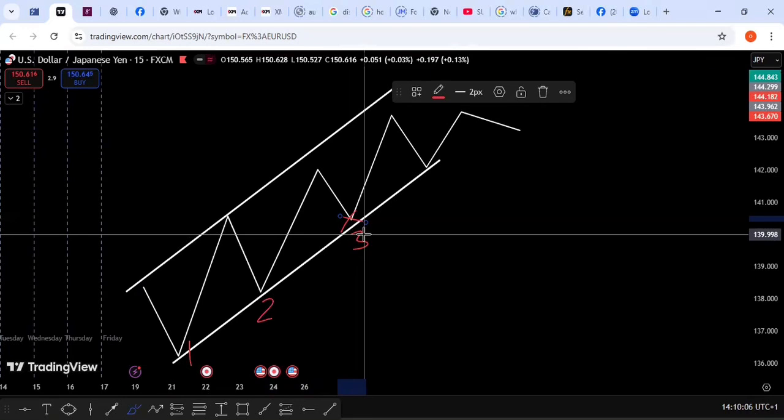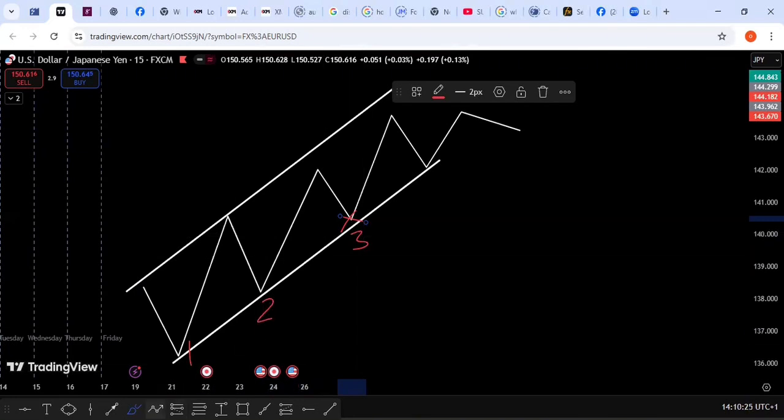Like I said, it is not complicated. You're simply waiting for the third touch. As long as you have identified and drawn your trend lines properly, you're going to enter a trade at the third touch on that trend line. It's an uptrend, you look for a buy. If it's a downtrend, you look for a sell.